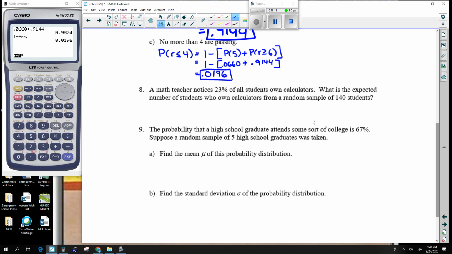Again, don't overthink this next one. 23% of the students own calculators. How many out of 140? So that'd be 23% of 140.